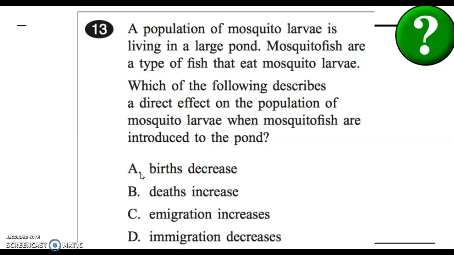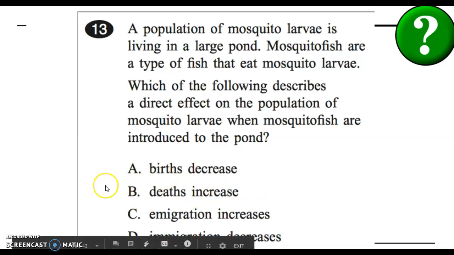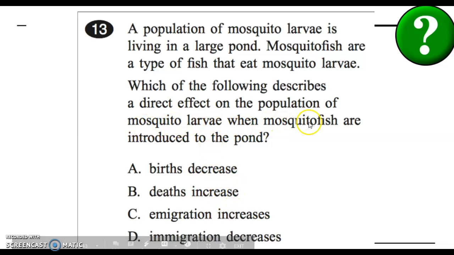The answer to this question would be B. Because if you add mosquito fish, which are predators to the mosquito larvae, more of the mosquito larvae are going to die because more of them are getting eaten by the mosquito fish.